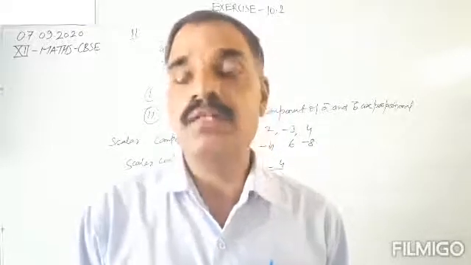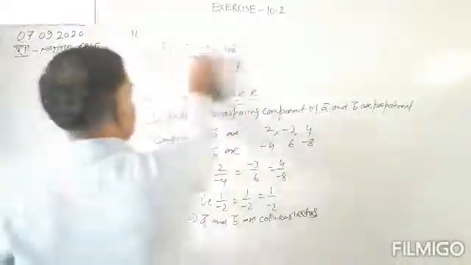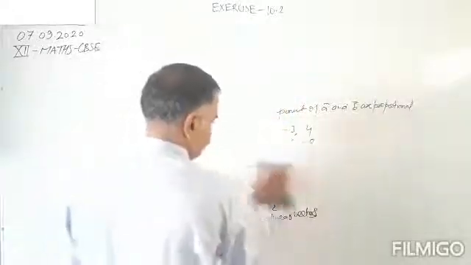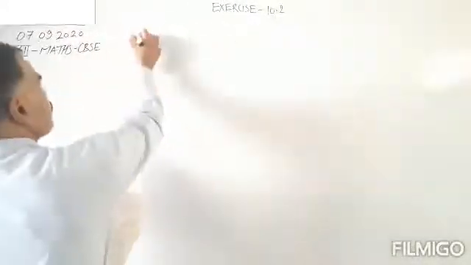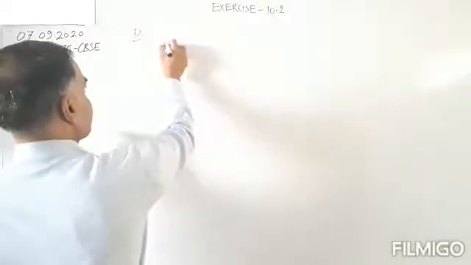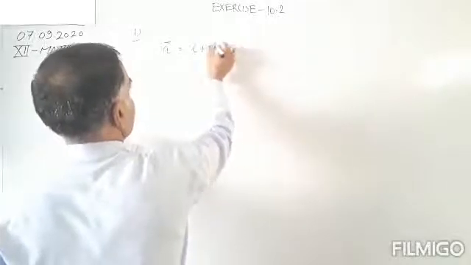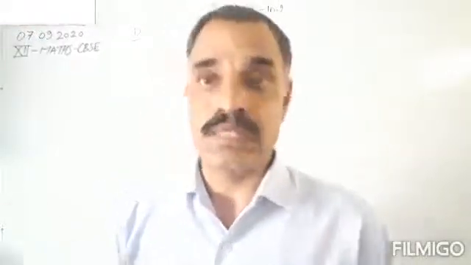Now the next question. This was question number 10. Question number 12 also has some important concept. We have to find the direction cosine of the given vector. The vector a is i plus 2j plus 3k, and we have to find the direction cosine of this vector.